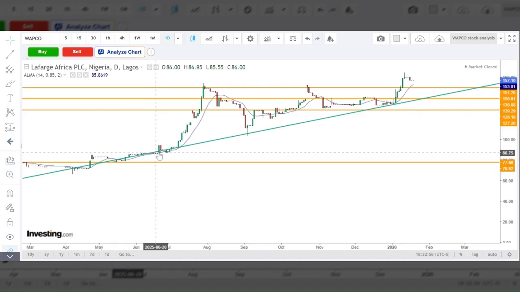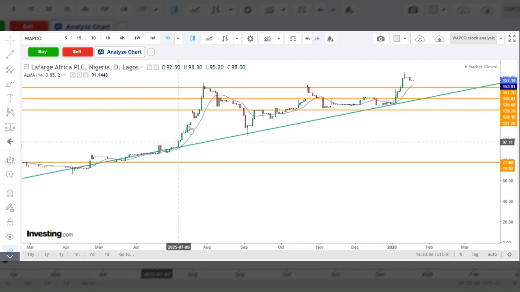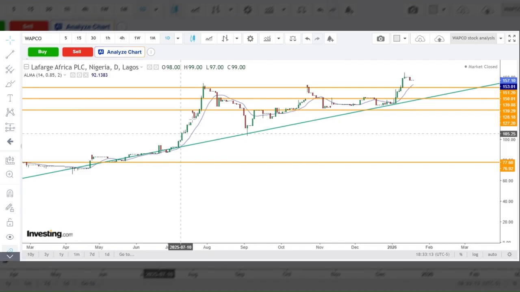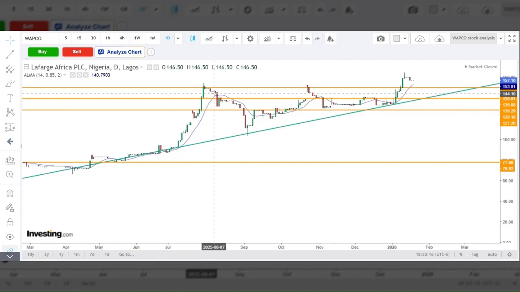Anytime it tries to test the line, it will not go through, and it just continues on that uptrend rally. Even from here, I can see that this is a very long uptrend, and you can see how smooth the moving average is. It's also filtering noise.